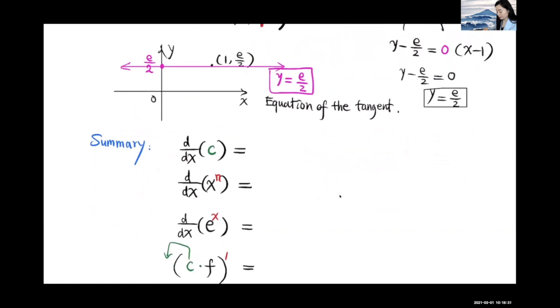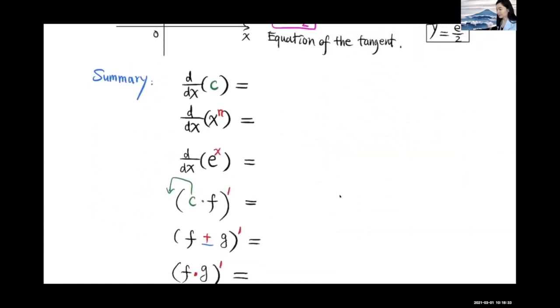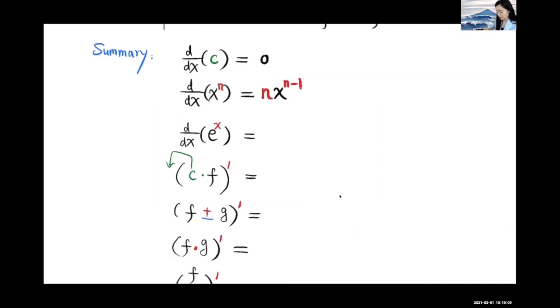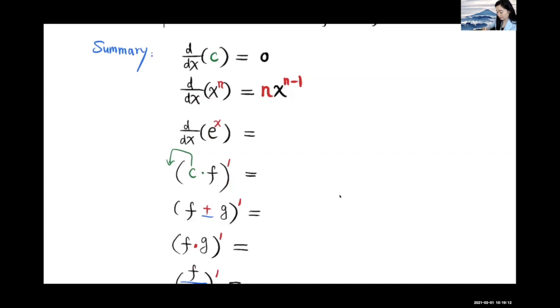Now let's summarize what we have done today. Actually, summarize 3.1 and 3.2, the formulas that we have discovered so far. The derivative of a constant with respect to x. What's the derivative of a constant? Anyone? 0. Yeah, that's equal to 0. The derivative of x to the n is n times x to the n minus 1. You got it. The derivative of e to the x is e to the x.